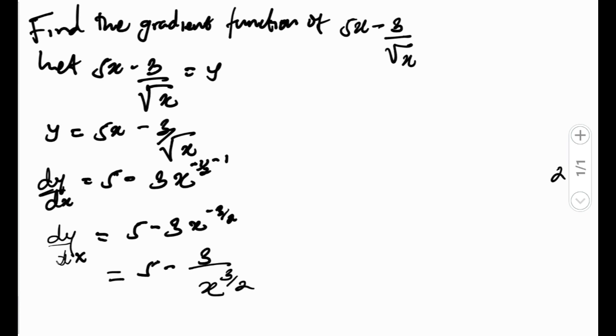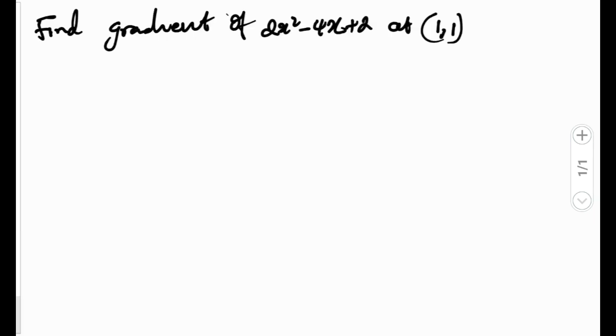And for further problems, now suppose you have a problem of this kind. Find the gradient of 2x squared minus 4x plus 2 at a point (1, 1), of which x is 1 and y is 1. In this case, don't worry about y, because within our expression we don't have y anywhere where we're going to insert it, and we have to find the gradient function.